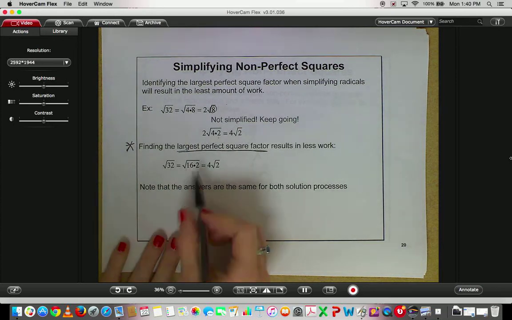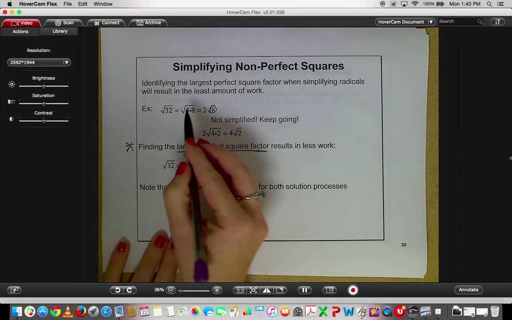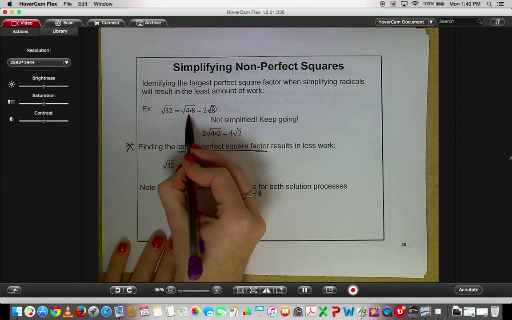Okay, so let's look at this. If they pulled out 16, 16 is a perfect square and it's larger than 4.